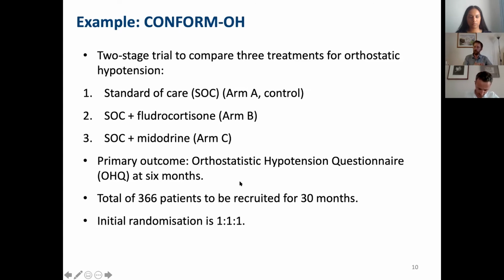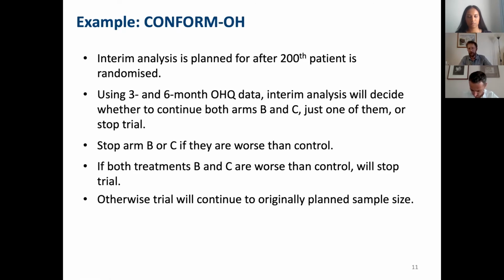So patients who are recruited early on in the study will have 6-month data available for use relatively early on in the study before we've completed the recruitment of patients. So this illustrates why an adaptive design might be useful in this case. We plan the interim analysis after we've randomized the 200th participant. Hopefully by that point, unless the recruitment rate is much faster than we imagine, we'll have got a good amount of information on about 150 participants, either the 3-month or 6-month outcome.